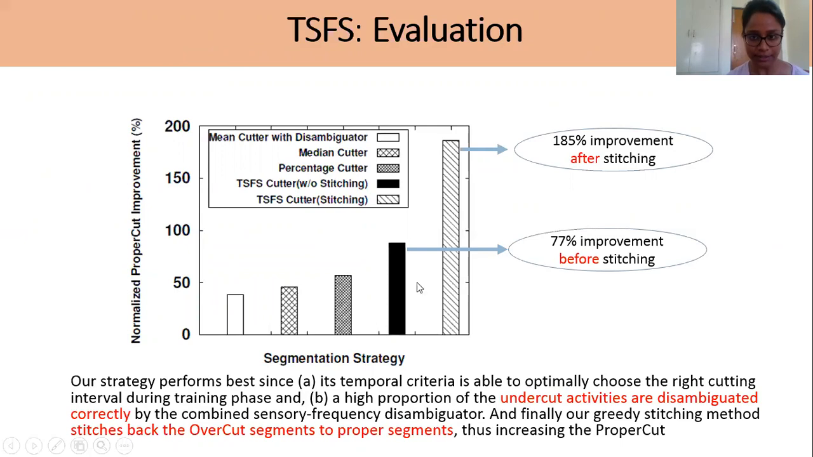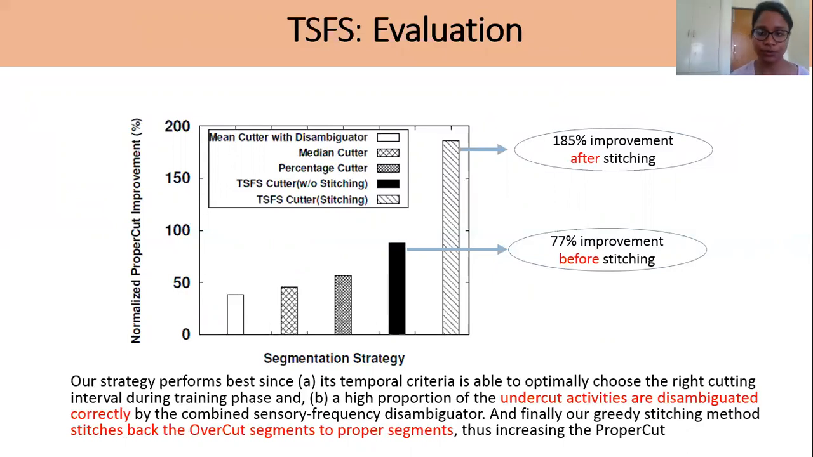So the first result is proper cut, how we are able to improve proper cut. As you can see, the last two bars are of TSFS before stitching and after stitching, and both are really high as compared to the mean cutter. So we compare it with the normal mean cutter, and we see that we get about 200% improvement after stitching. So proper cut really improves after we have segmented the sensor stream.